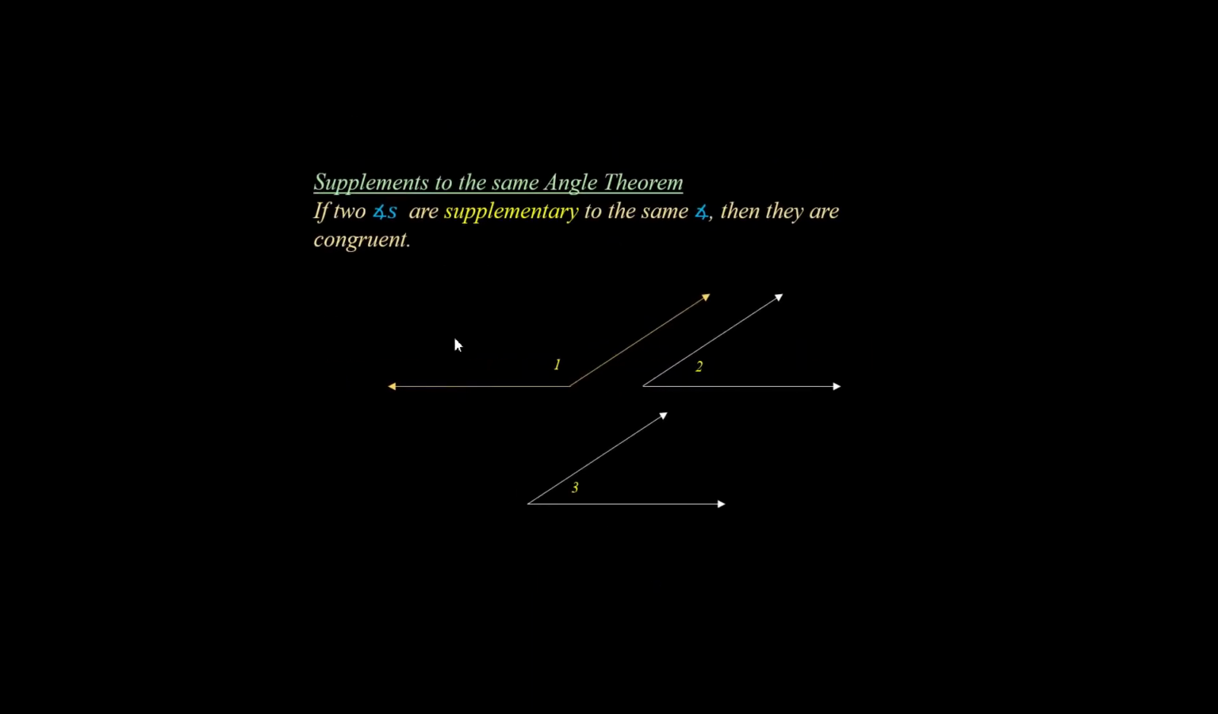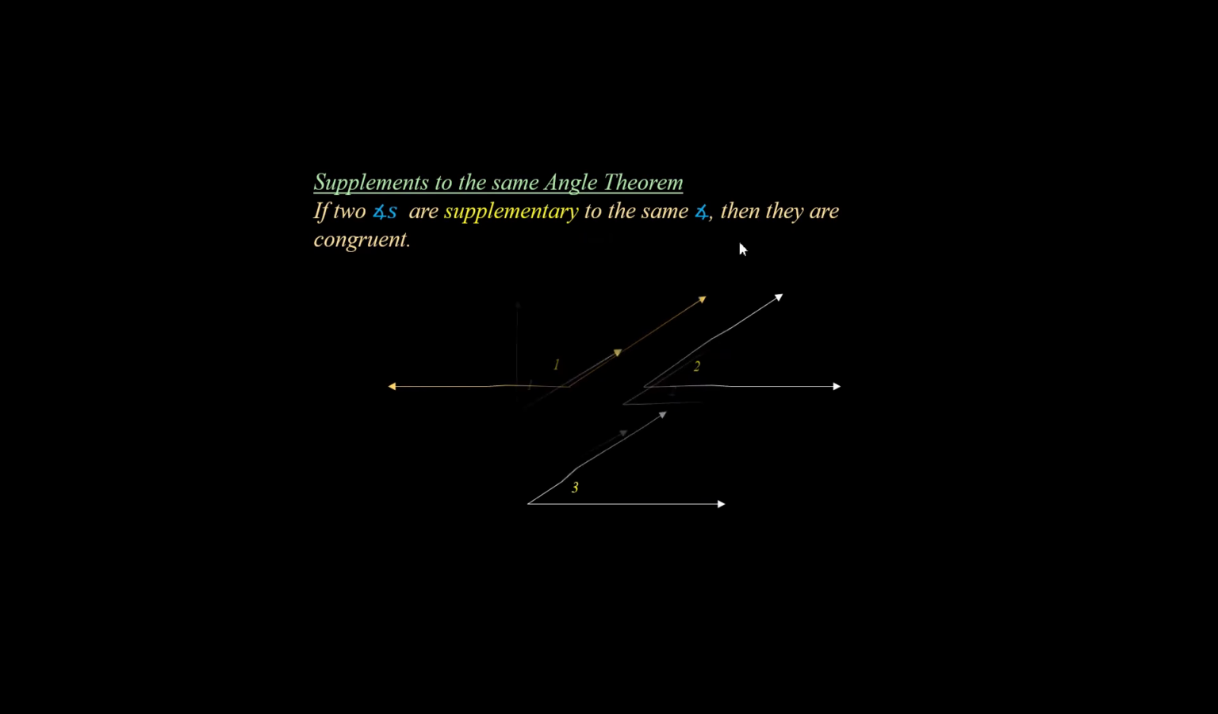And finally, there are 2 more theorems. Supplementary to the same angle theorem: if two angles are supplementary to the same angle, then they are congruent. Here, angle 2 is supplementary to angle 1, angle 3 is supplementary to angle 1. So if these two angles are supplementary to the same angle, then these two angles, the latter ones, 2 and 3, are congruent.